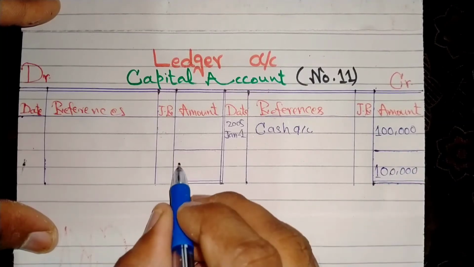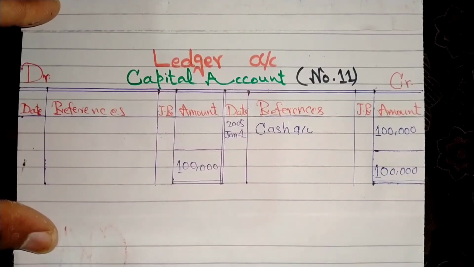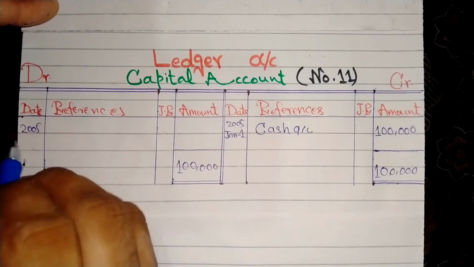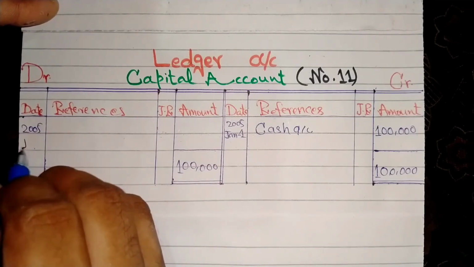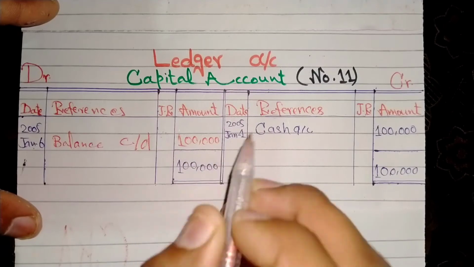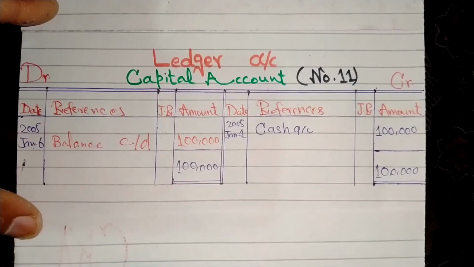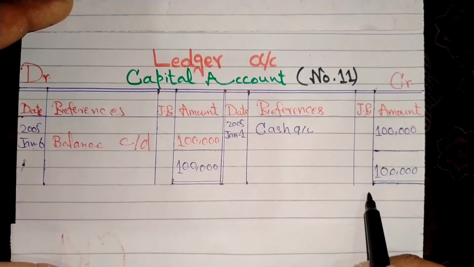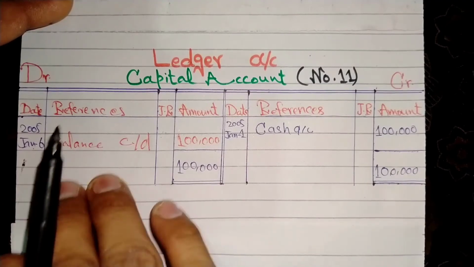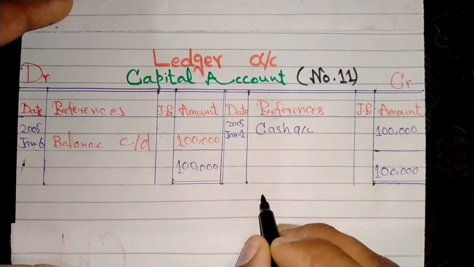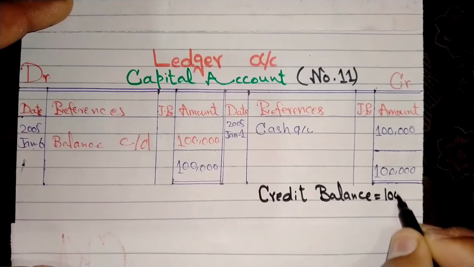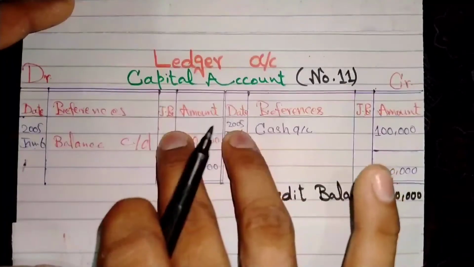Now we will balance both sides, 100,000 rupees and 100,000 rupees, and find here balance carry forward 2005. We will enter the last date of this period which is Jan 6th. Okay, so balance carry forward is 100,000 rupees. Now both sides are equal. So we have credit side heavier than debit side. So ultimately we have credit balance, considering the opposite side balance carry forward, which is credit balance amounted 100,000 rupees. The ledger of capital account is completed here.